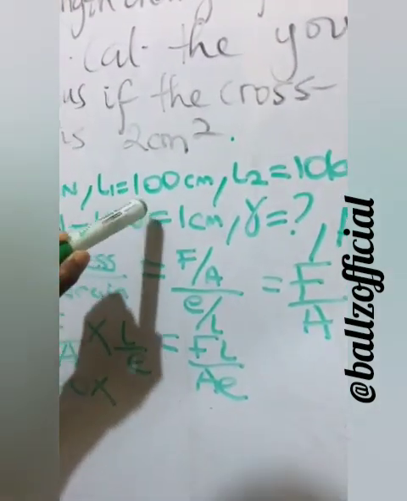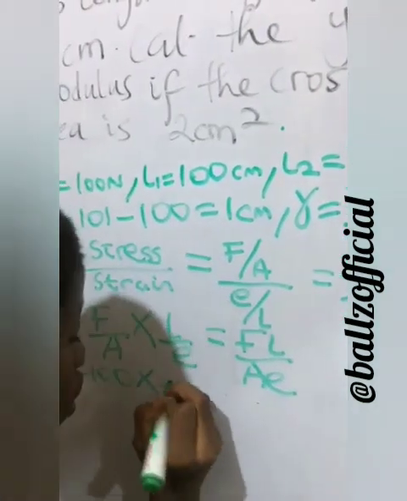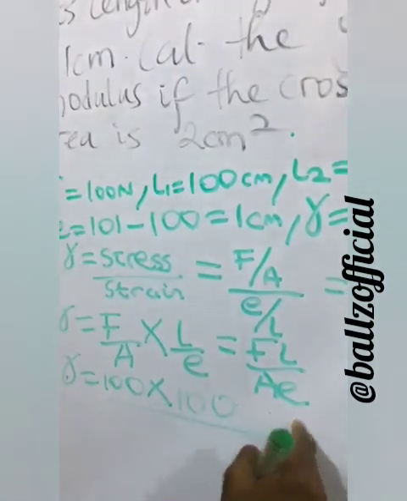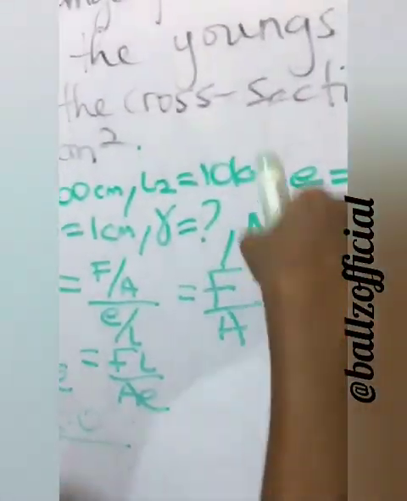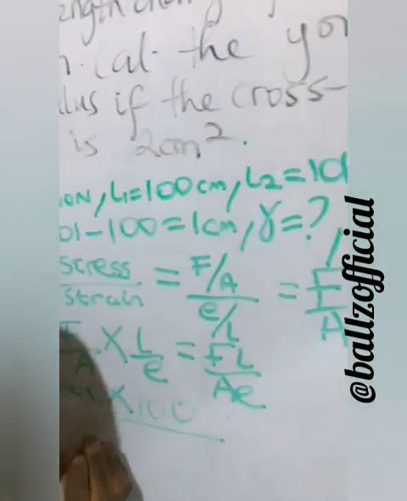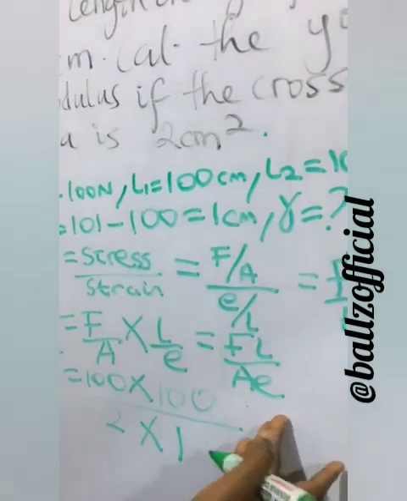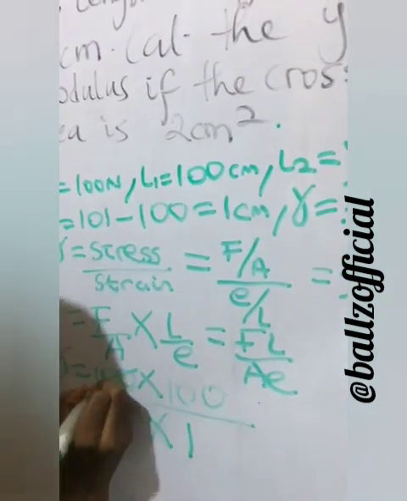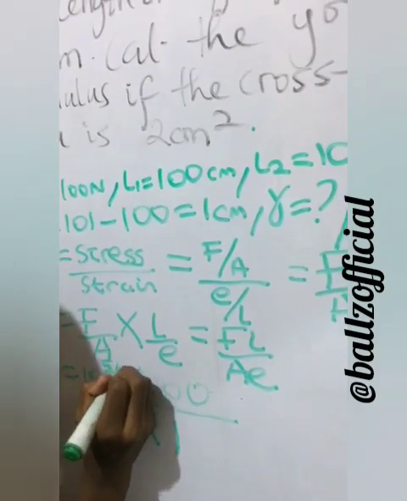L is L1, which is 100, over AE. That will be 2 times extension, which is 1. 2 times 1. So I hope you know that numerator can cancel denominator. So we'll say 2 into 2 is 1, and 2 into 100 is 50.